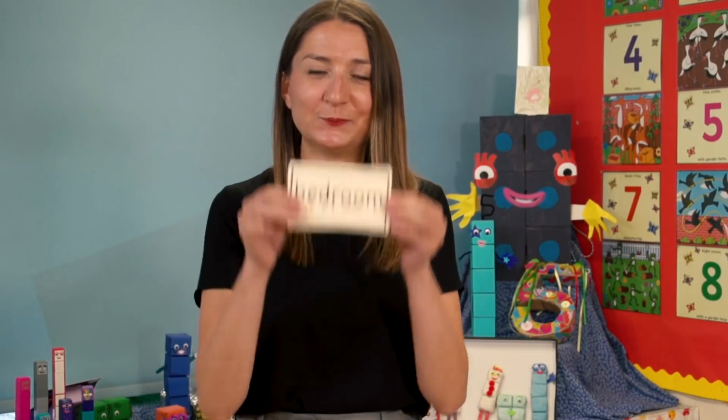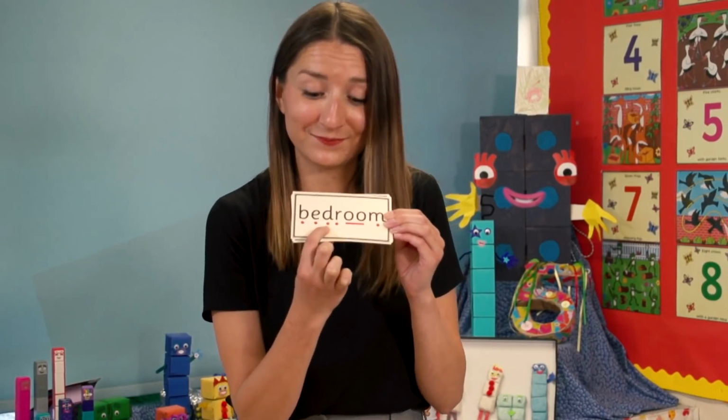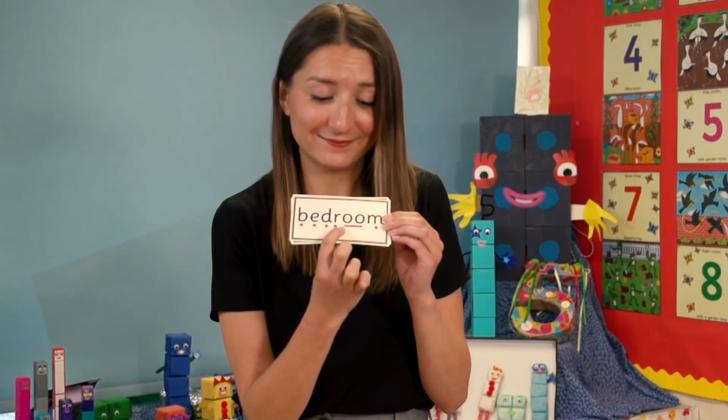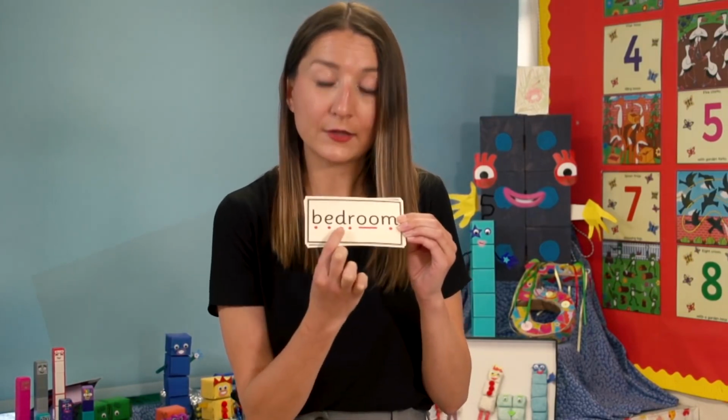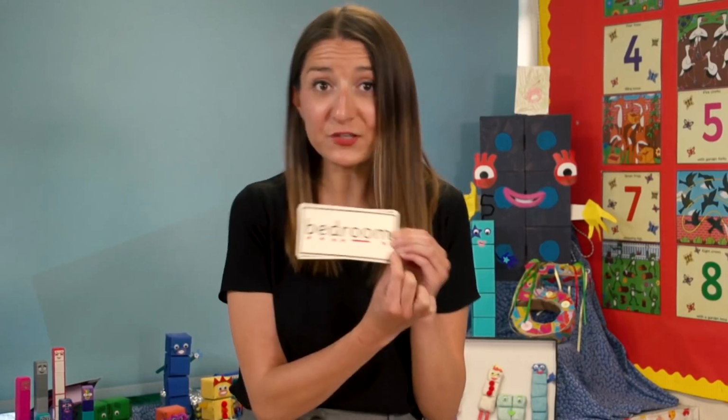Can you spot the digraph in this word? Yes, the digraph is oo. B-e-d, bed, oo, room. Bedroom. I tidied my bedroom. Great reading, children. I'm going to mix the words up now.